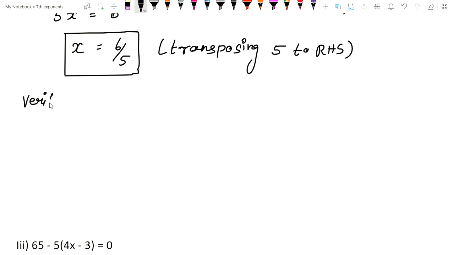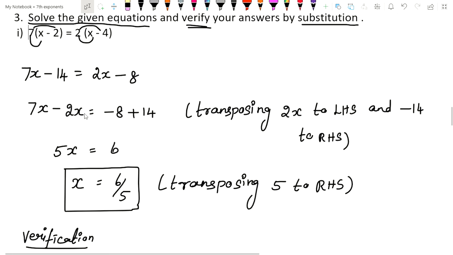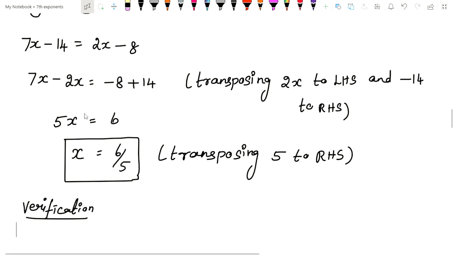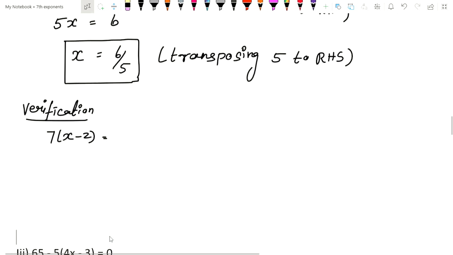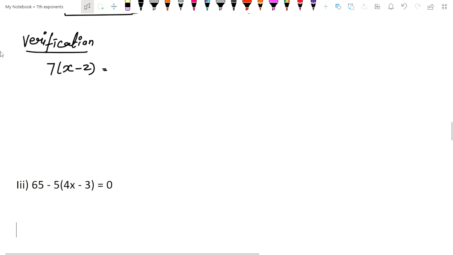Verification. Take the equation. What is given? 7 into x minus 2 equal to 2 into x minus 4.